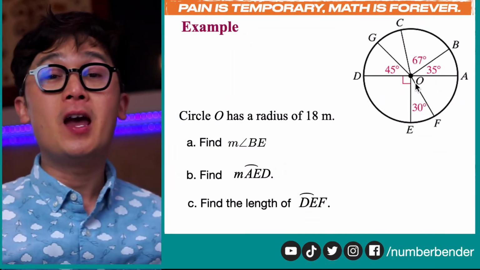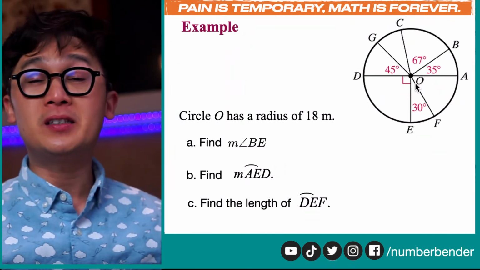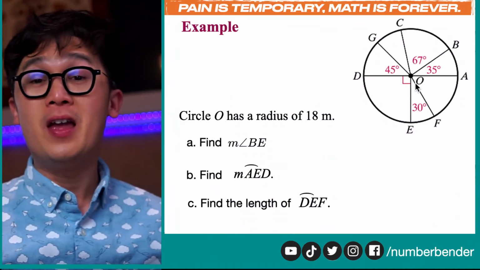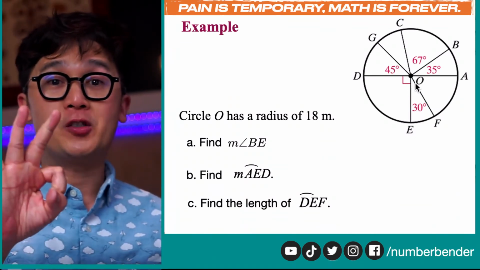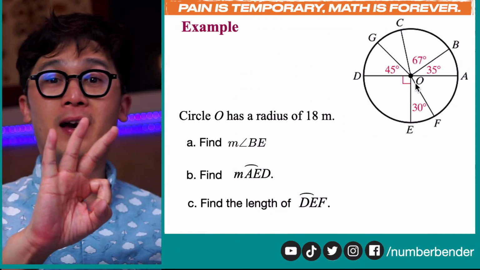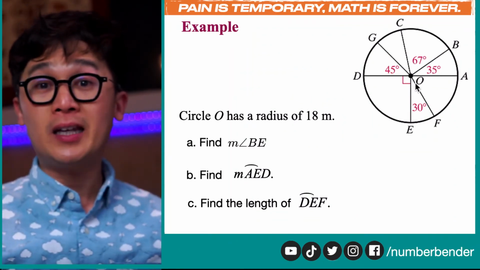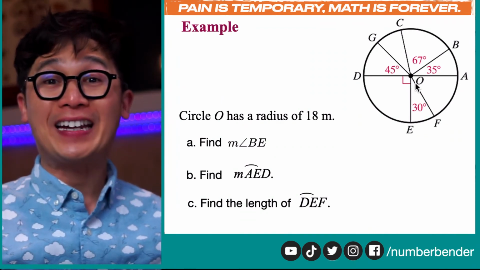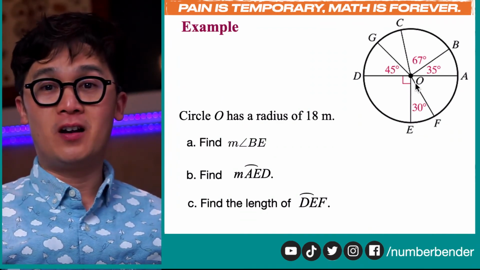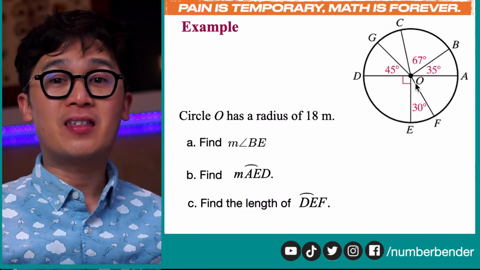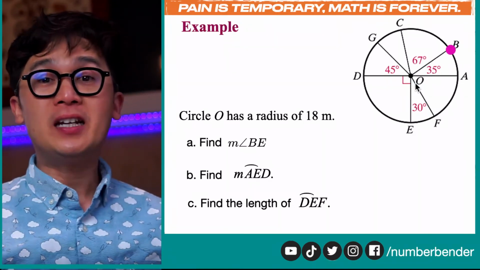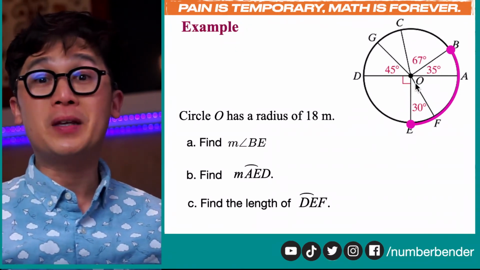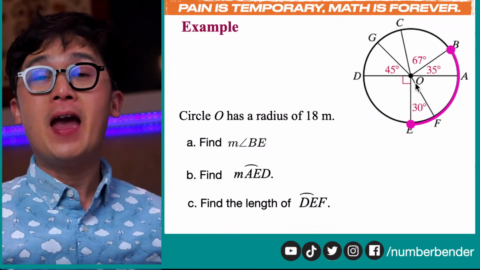In this case, we're using O as the center. So this is also called the circle O. And we're going to find three measurements. We need to find the measurement of arc BE, the measurement of arc AED, and the measurement of arc DEF. So let's start with the measurement of arc BE.